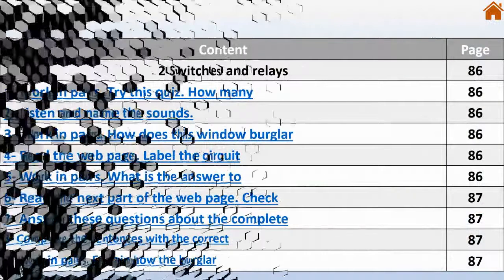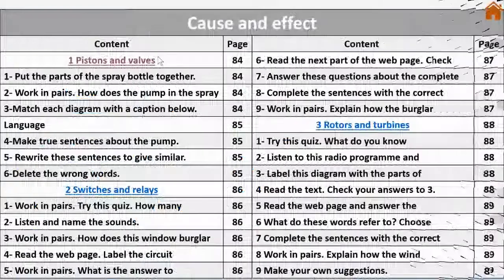Okay, we finished for today, but we're going to go through this lesson again and do a quick revision. So we talked about cause and effect. We said cause is the reason why something is happening, and effect is the result of something happening. What is the result?